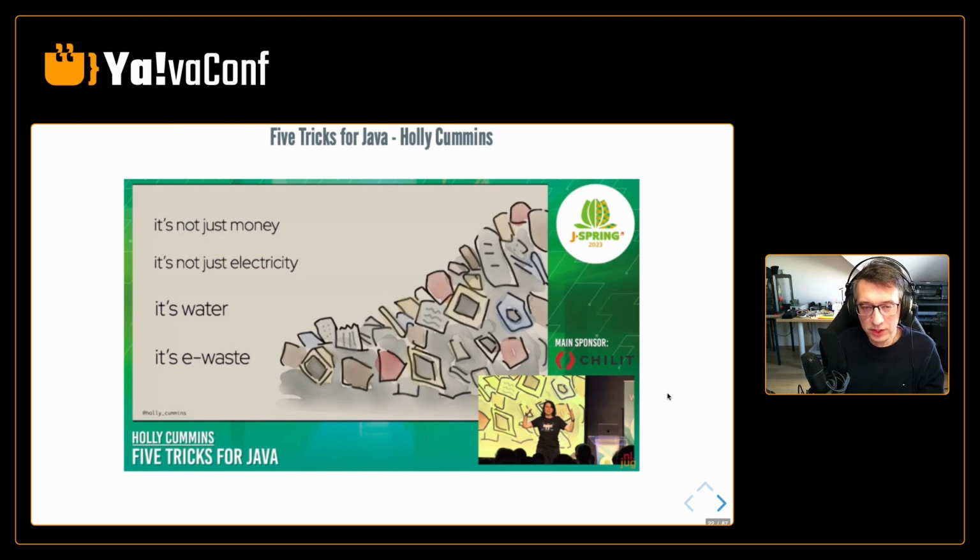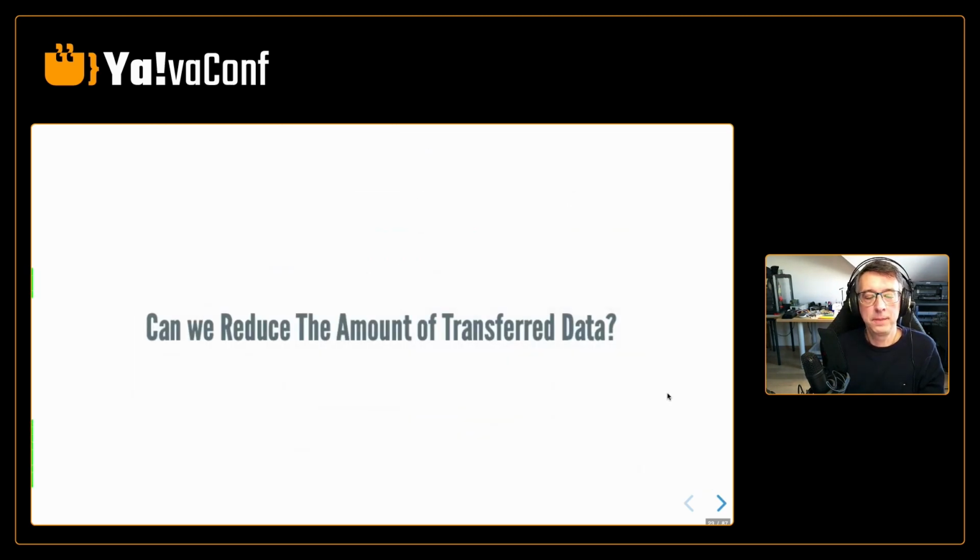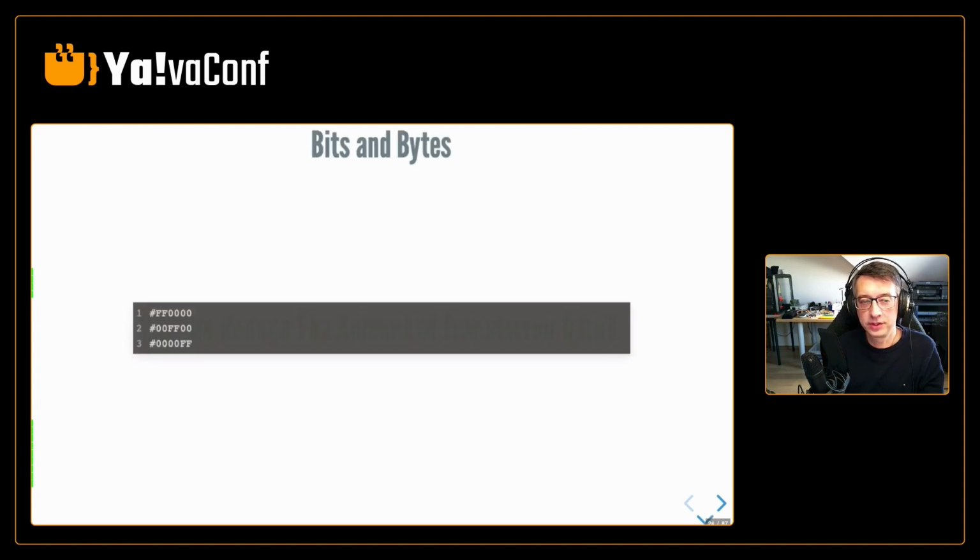Now, because she was talking about this, it started to make me think about the data that we transfer. We are transferring a lot of data between our systems, and definitely in a microservice architecture. Are there other ways that we can make this more efficient, more eco-friendly? And of course, that's the story of this talk. So the answer is yes, and I want to tell you more about bits and bytes.